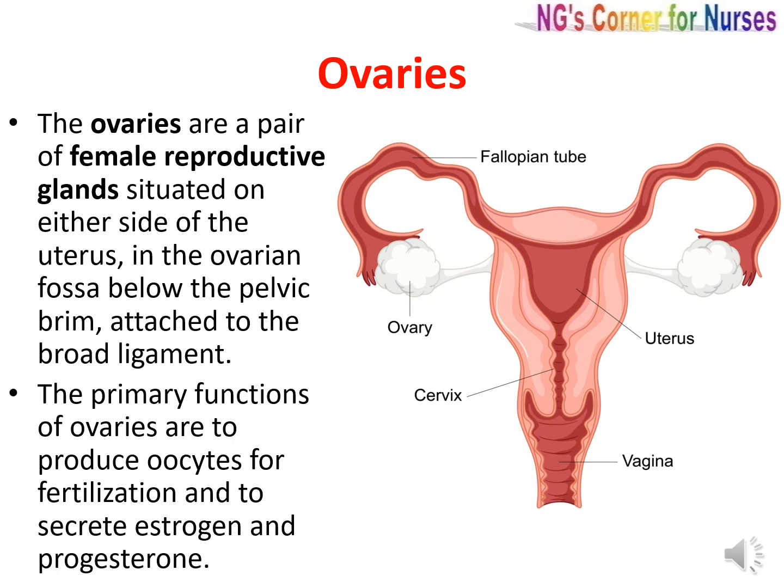The ovaries are a pair of female reproductive glands situated on either side of the uterus in the ovarian fossa below the pelvic brim, attached to the broad ligament. The primary functions of ovaries are to produce oocytes for fertilization and to secrete female hormones like estrogen and progesterone.